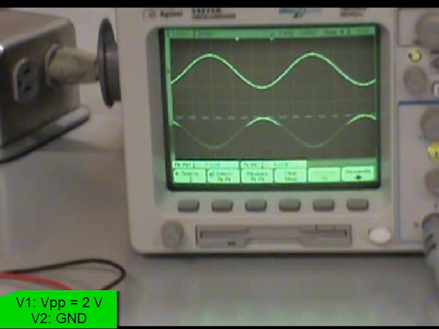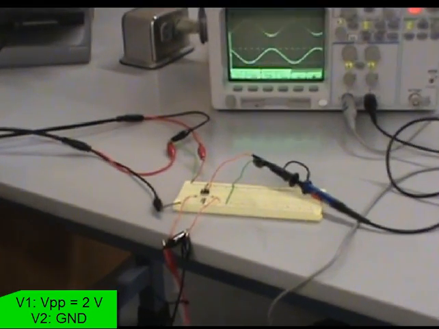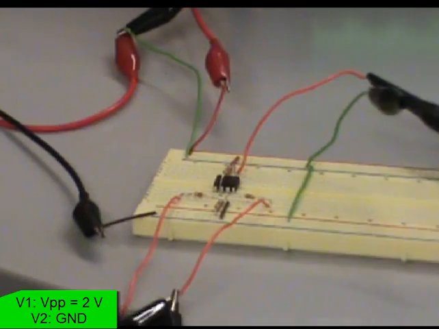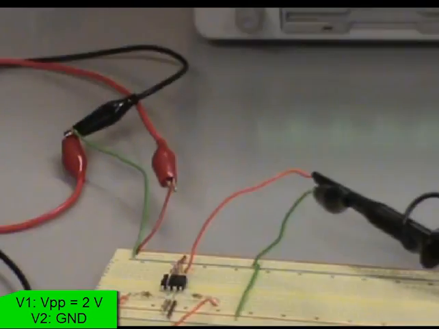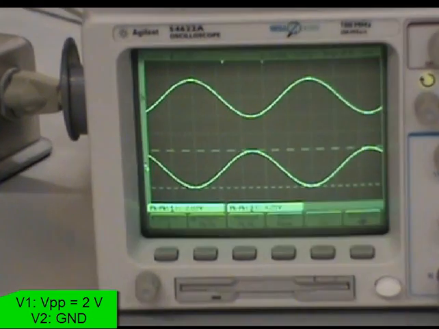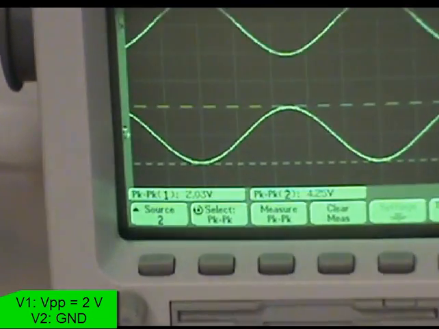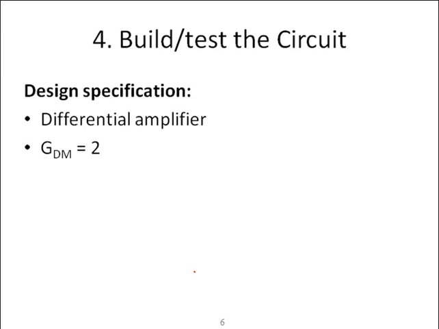In the second case, we switch the order of the two inputs. That is, V1 is the sine wave input, while V2 is grounded. Now let's look at the signals. The input and output signals are out of phase now, while keeping the magnitude of the signal pretty similar to the previous case.